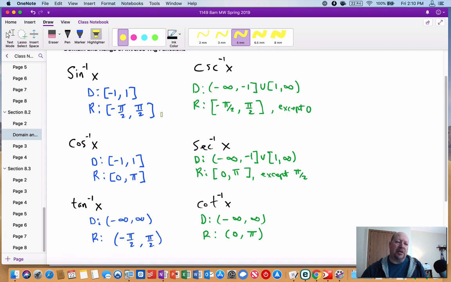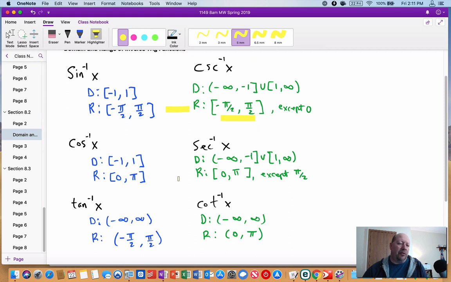Inverse sine range is negative pi over 2 to positive pi over 2. And that's virtually identical to the inverse cosecant range, which is also negative pi over 2 to pi over 2, except for the value at 0. At 0 radians, that function is undefined. But it's very similar. And also look down here at inverse cosine and inverse secant.